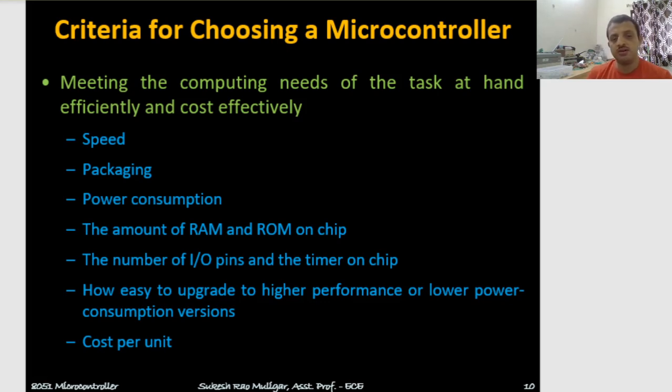Similarly, the IO pin requirement: how many IO lines you need to handle the device, and the kind of upgradation. If there is a change required in the product, can it be upgraded straight away without changing any hardware? And the main thing is cost per unit. Ultimately, based on all the above factors, the cost will come into the picture. Wherever you can compromise on features, the whole cost of the system can be figured out. That is the basic criteria for choosing a microcontroller.